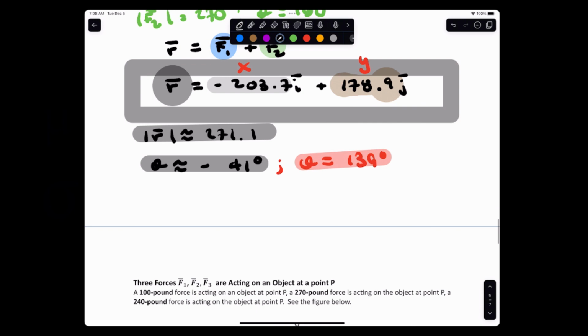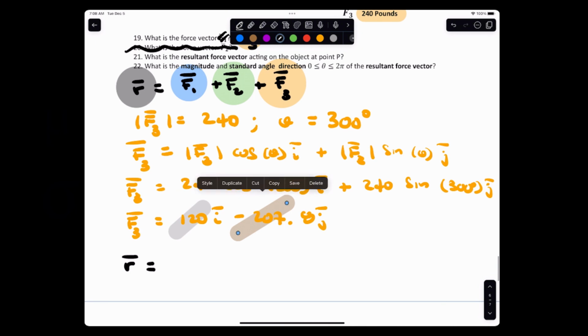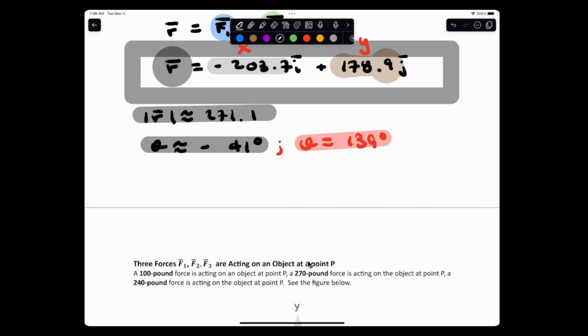So let's do that. Negative 203.7, right, plus what? Plus 120. Okay, so we take that negative 203.7 plus the 120. Negative 83.7 what? I. And 178.9. So we're going to go back and do the gold now.